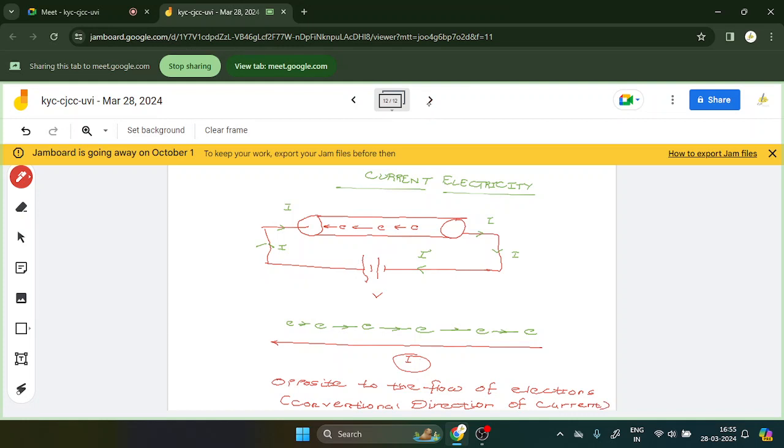So in whatever direction electrons are flowing, the current will be opposite to the flow of the electrons, whereas it will be in the same direction as the flow of the protons. If the protons are flowing in the left direction, then current will also be flowing in the left direction. So it is in the same direction as the flow of the protons, whereas to the flow of the electrons it is always opposite. Clear? So this is how we will be defining the current.